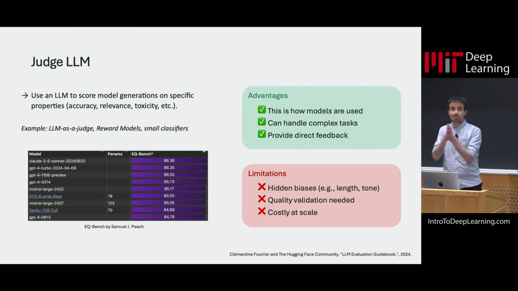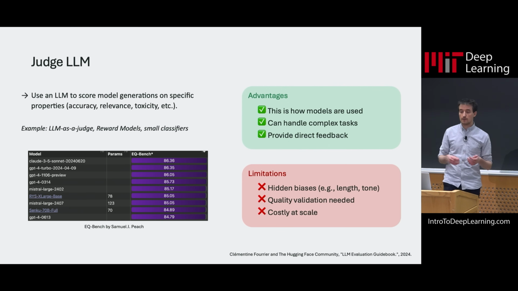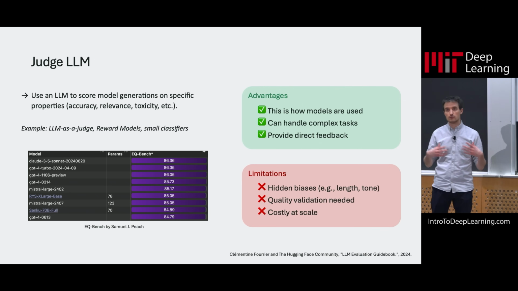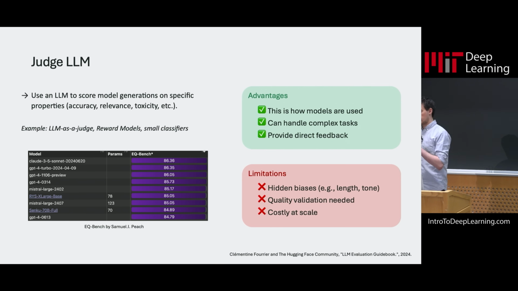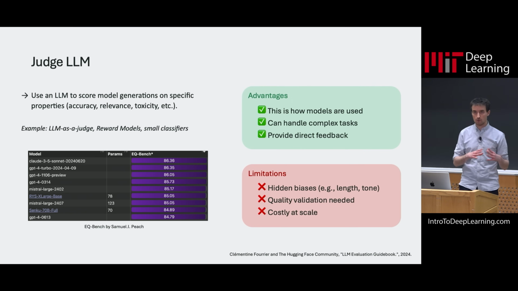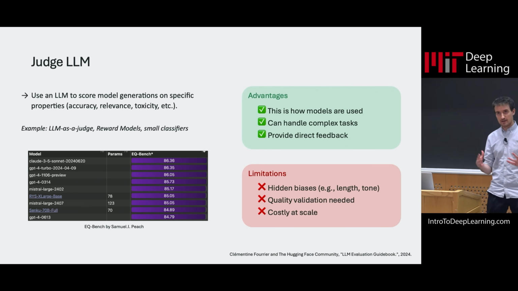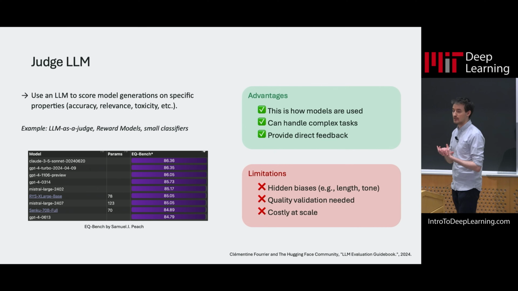What's good is that this is how models are used. We rate the answers. The models also now can handle very complex tasks, so you can really automate free-form stuff. It provides direct feedback. Okay, it's not human preferences, but it's very close. It's very correlated, actually. But unfortunately, these judge LLMs also have their own biases. And they're actually very, very close to human biases. So you run into the same issues.